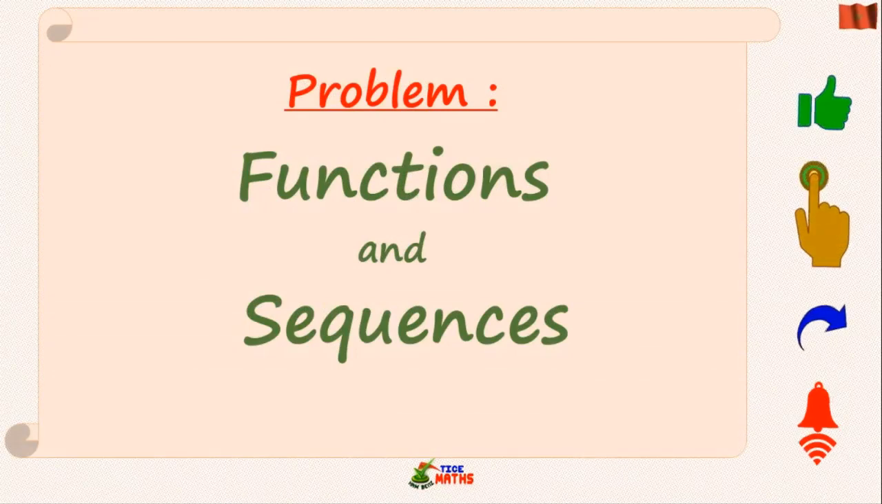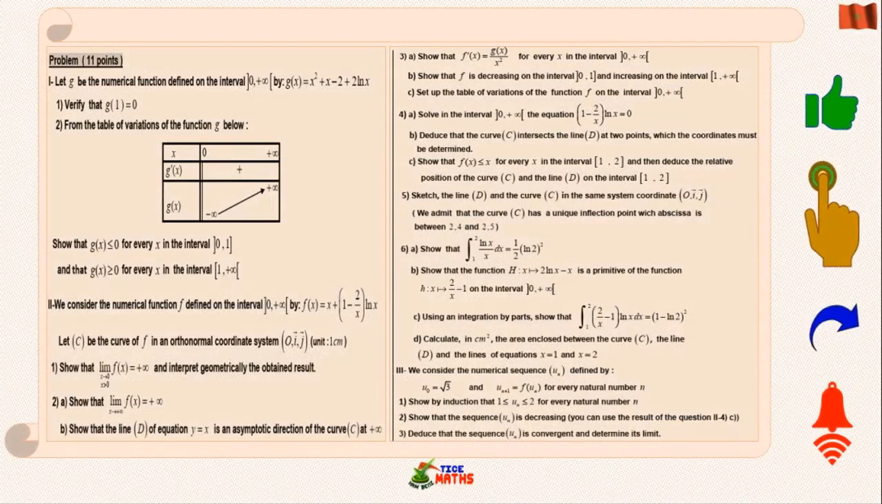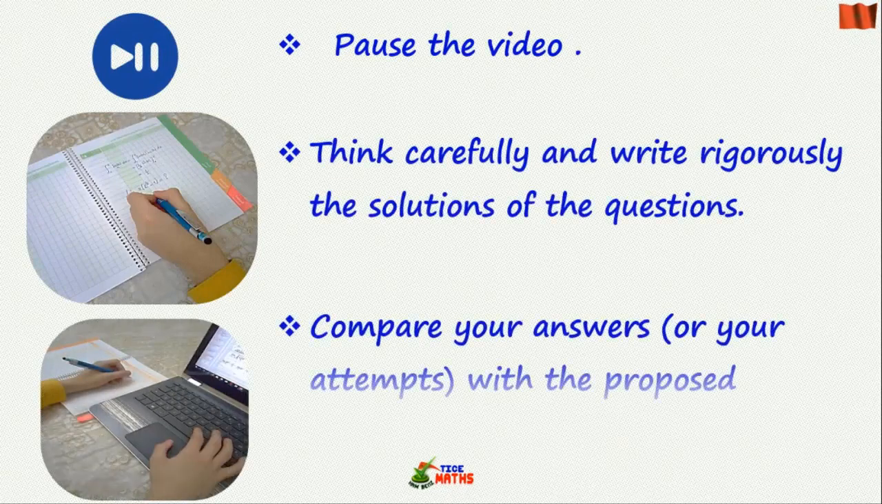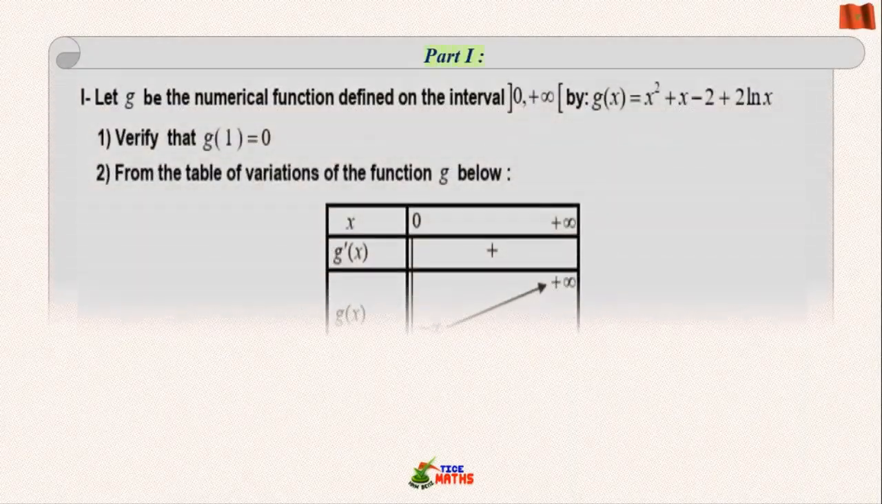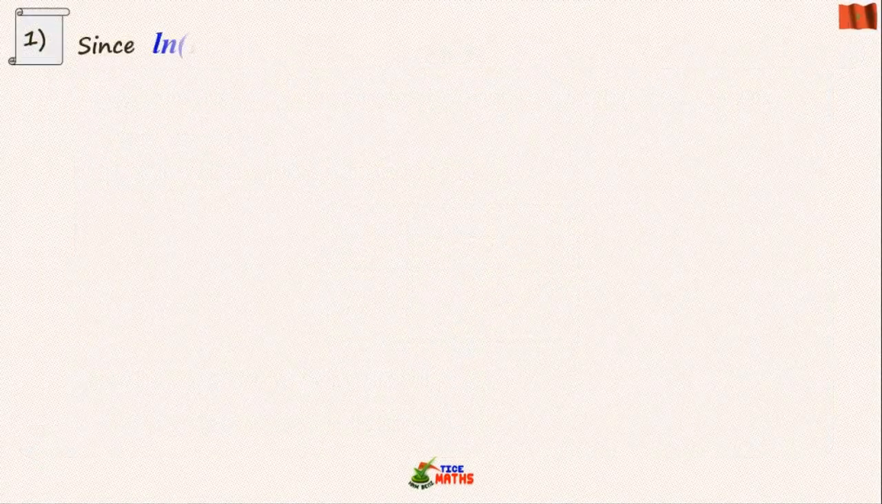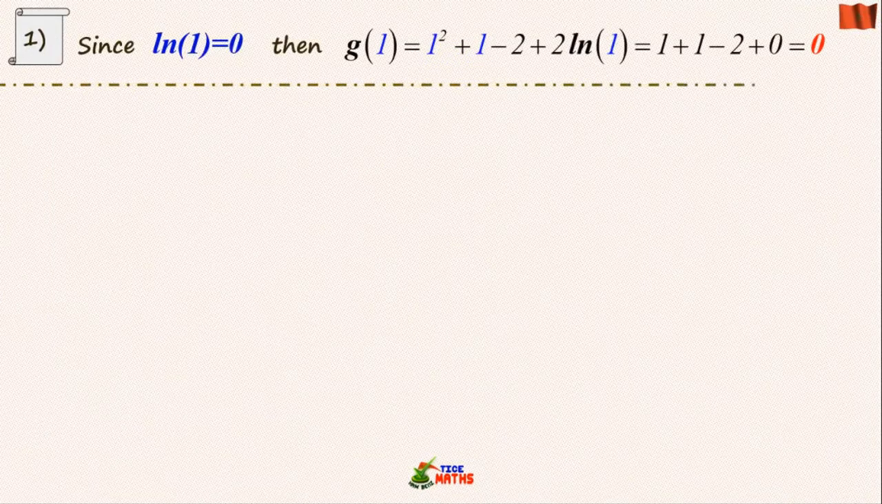We are going to treat a classical problem on functions and sequences. For more profit, pause the video, do the exercise, and then compare with the proposed solutions. Part 1 of the problem. Question 1 is easy, just use ln of 1 equals 0 to calculate g of 1.